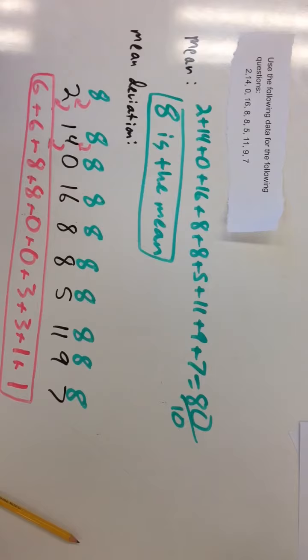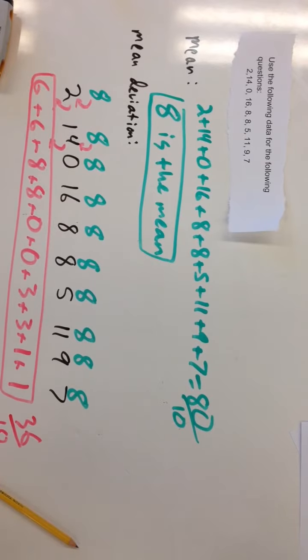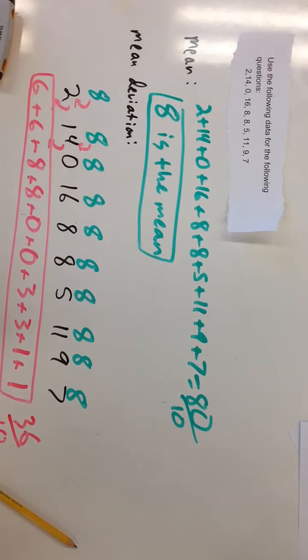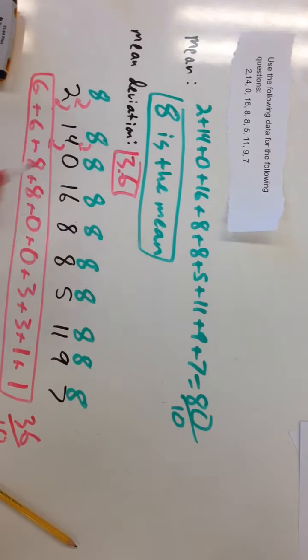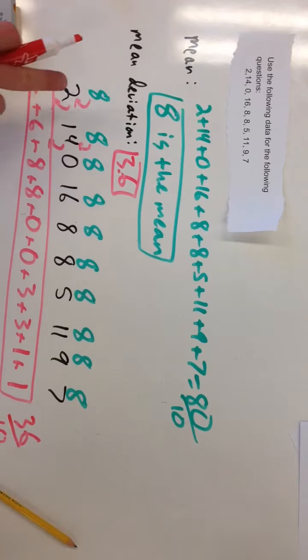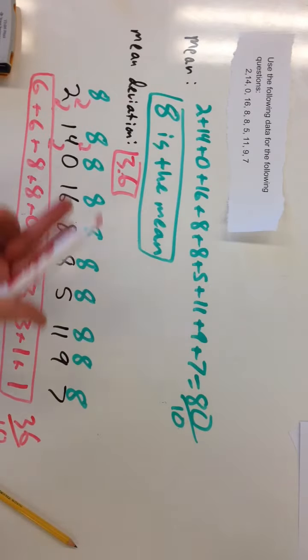And when I do that, I get, let's see here, 6 plus 6 plus 8 plus 8 plus 6 plus 2. When I do that, I get 36. Then I divide it by how many there are. There are 10. And when I divide that, I get 3.6. And that's the mean deviation, 3.6. And basically what that means is every single time I'm off by about 3.6.